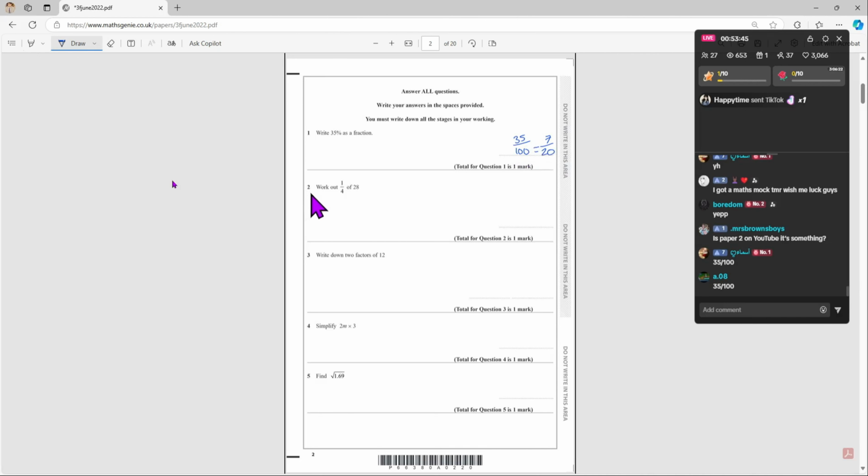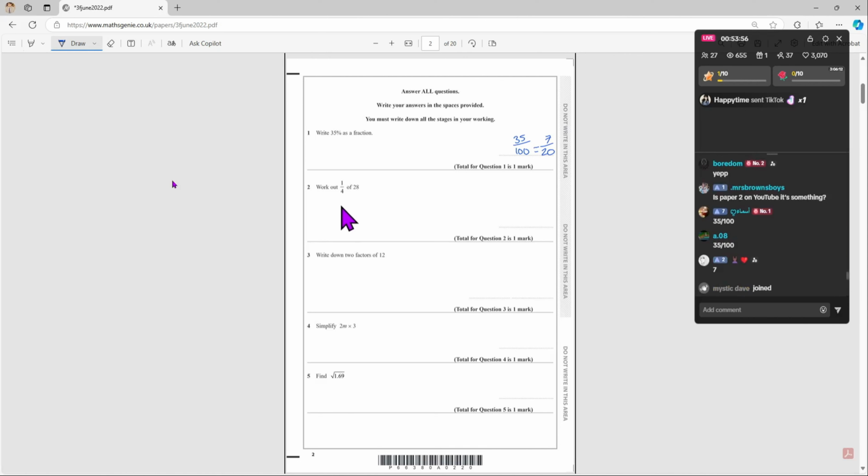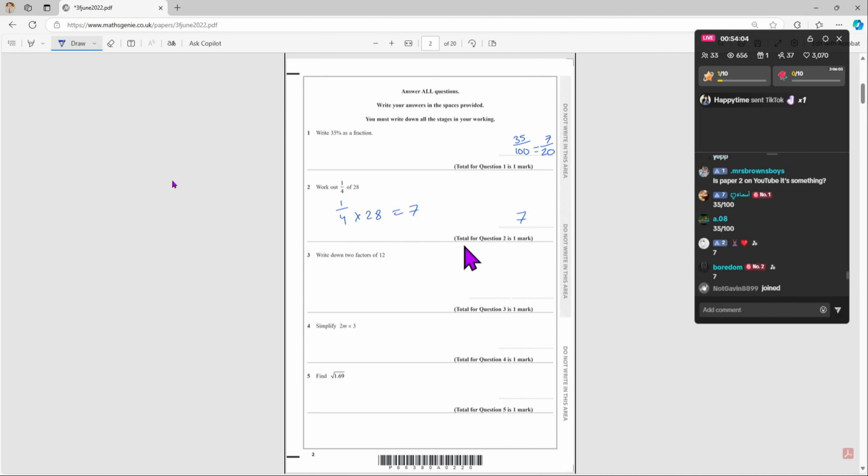And question number 2, you need to work out a quarter of 28. A quarter of 28. If you do not know how to do this in your head, you can write in your calculator 1/4 times 28, or you can just do 28 divided by 4, which will give you 7 as your answer.